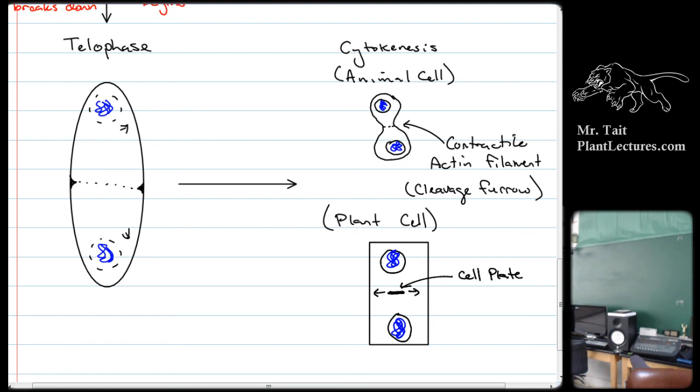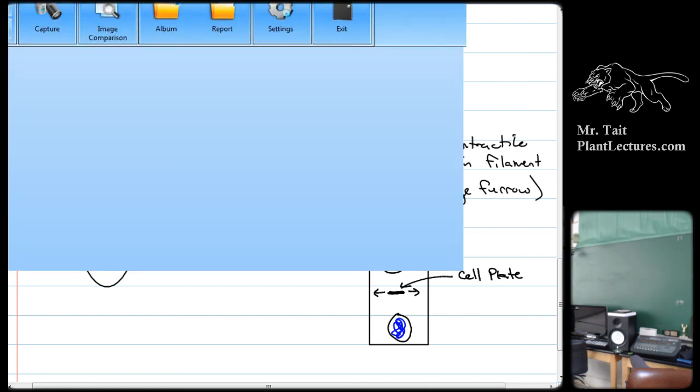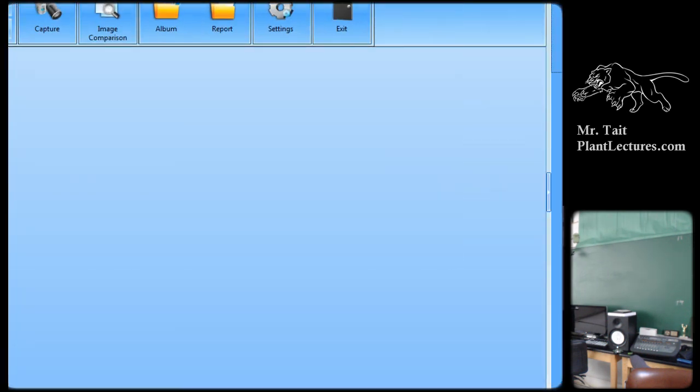So Thursday, we are going to do the microscope lab for looking at mitosis. But I wanted to show you something interesting about that first today.